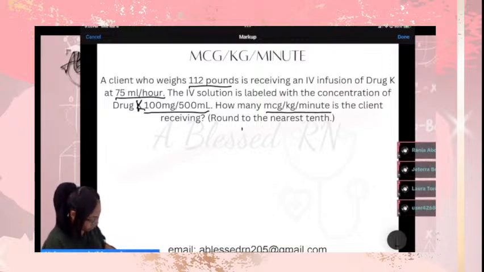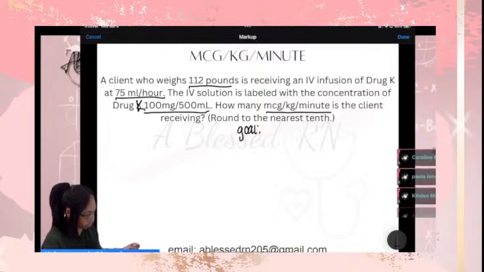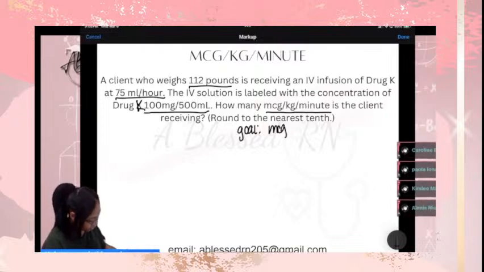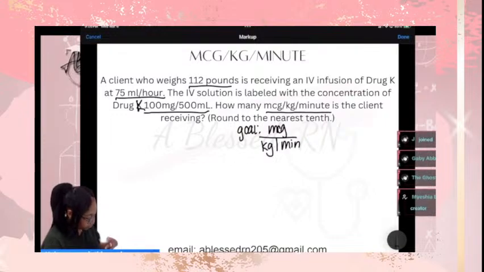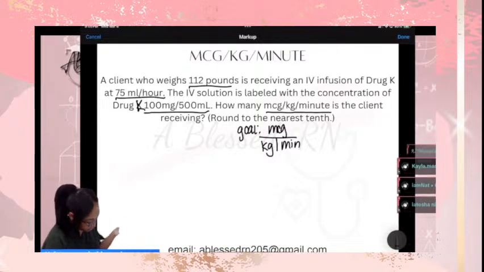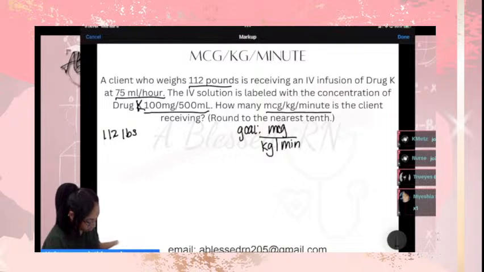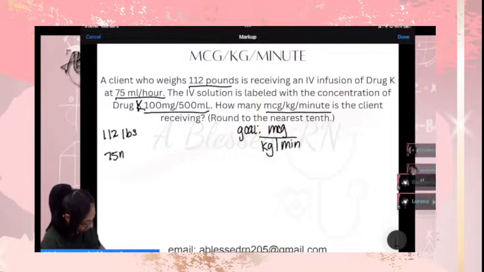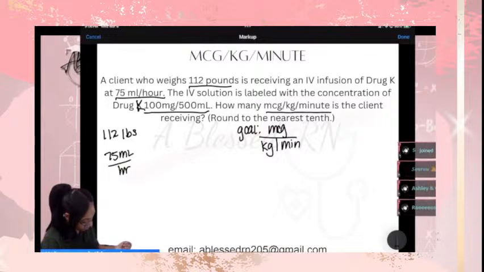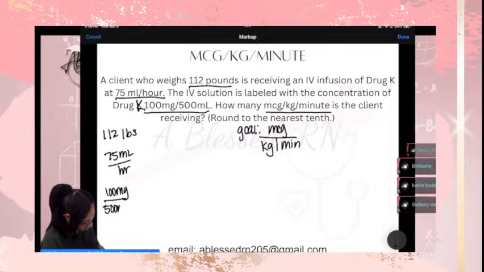So what we do is we find our goal. That's what we're looking for, right? So how many micrograms on the top per kilogram per minute on the bottom. We'll write out our elements that we'll use in the problem from the problem, which I call relationships because they stay together. You don't break them up, okay? Al Green, let's stay together. So 112 pounds is not with anything. It's just by itself. It's just the patient's pounds, okay? So then we've got 75 milliliters per hour, okay? And then we've got 100 milligrams per 500 mLs.